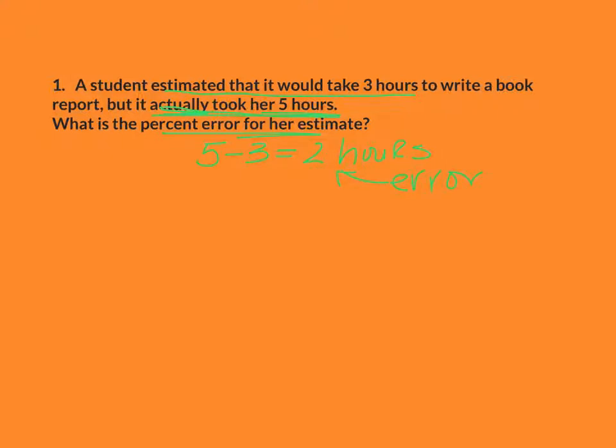And that means, now don't forget, we always have error over the original, or the actual, I should say, not the original, the actual. And that's equal to the percent over 100. So we know that that's what we're always going to be using. So the error in this case was 2. The actual was 5. And that's equal to some percent we don't know over 100.